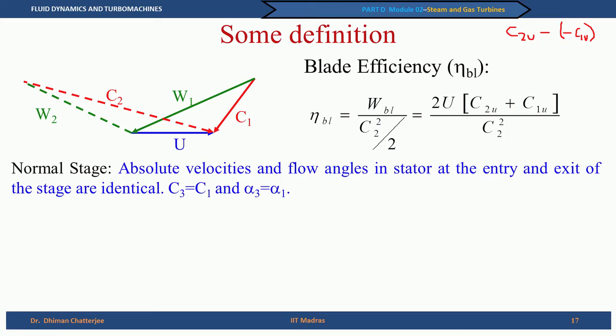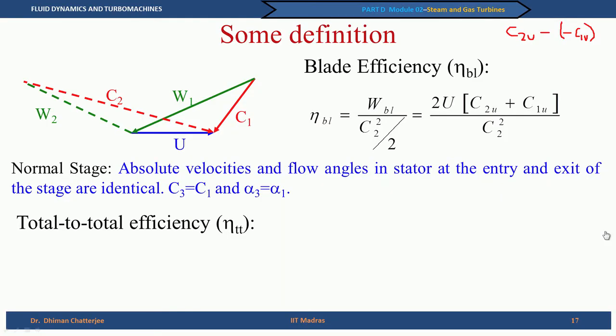Why do we need such a normal stage definition? That is because the flow that leaves from one stage actually goes to the next stage. So, if we are trying to talk about the similar constructions, then we are saying that C3 is equal to C1 and alpha 3 is equal to alpha 1. So, unless otherwise mentioned, we can always assume that this normal stage assumption is valid.